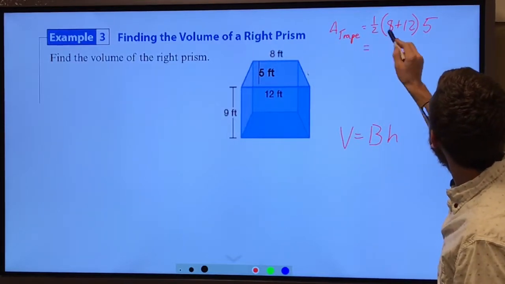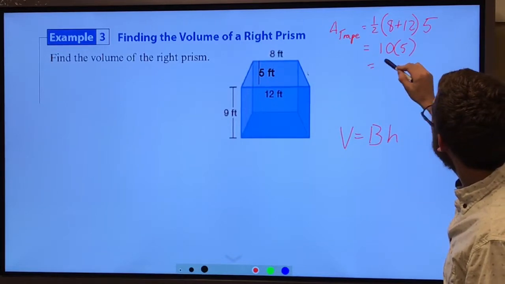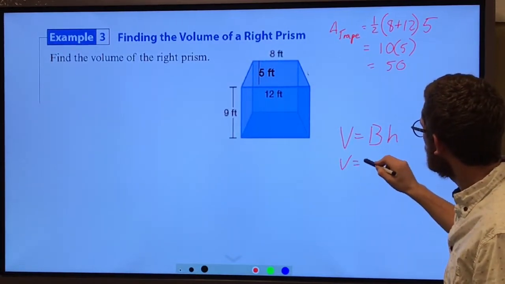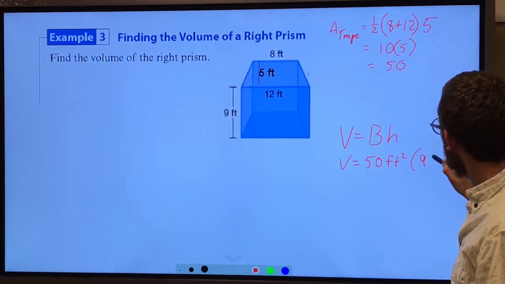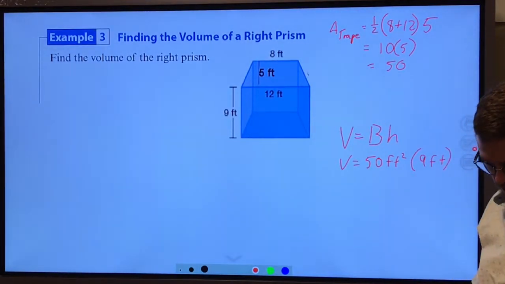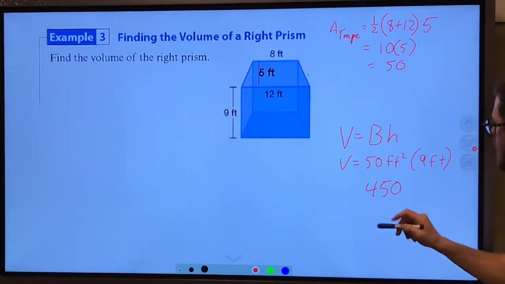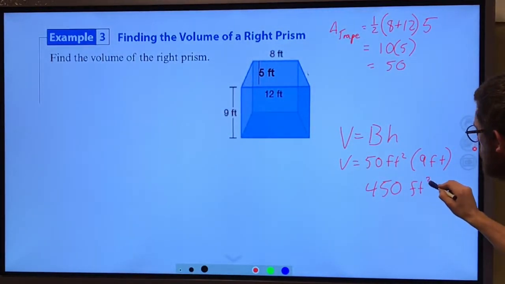And so this comes out to be 1/2 of 20 is 10, times 5 gives us 50. The height is 9, so the volume equals 50 square feet times 9 feet. 50 times 9 is 450. Should have done that in my head. Feet squared times feet is feet cubed.